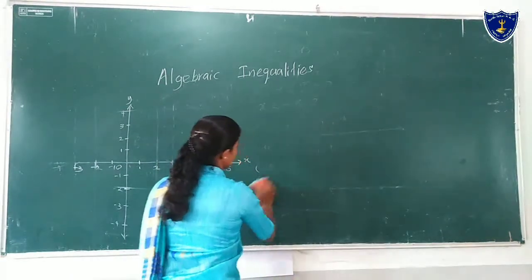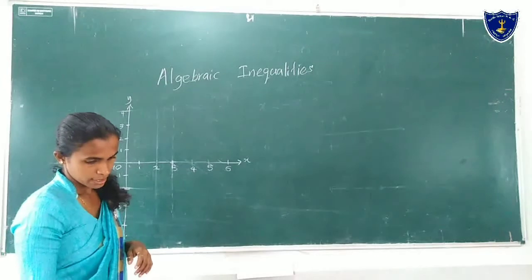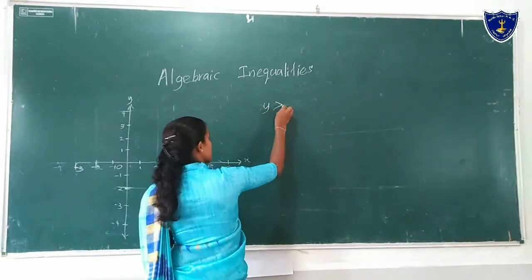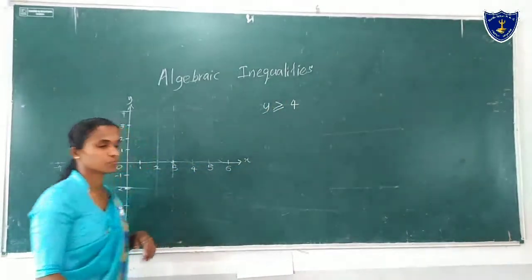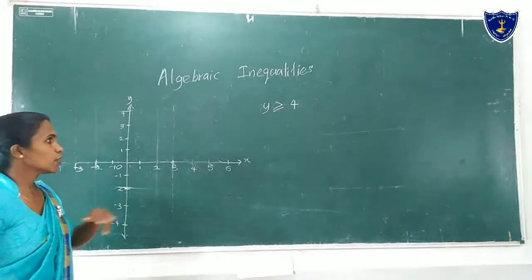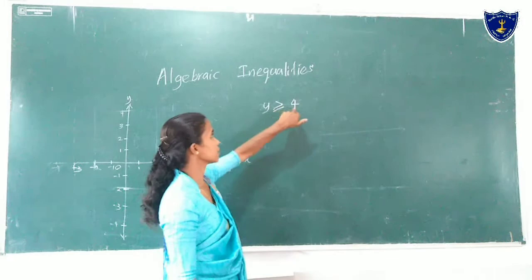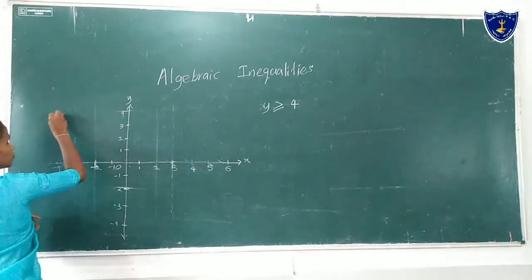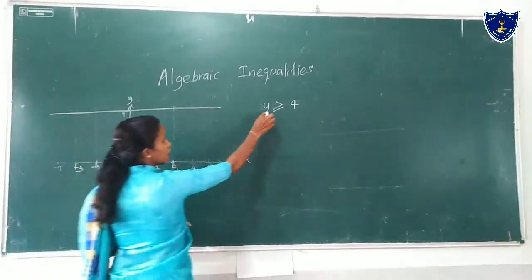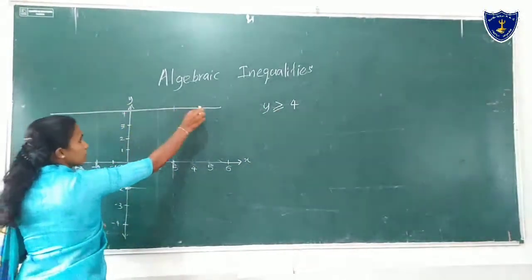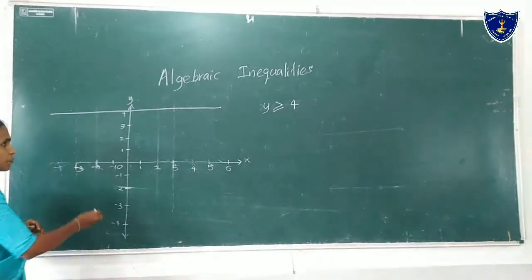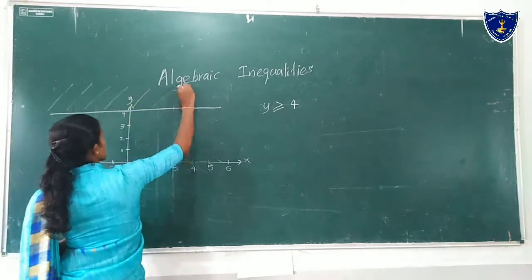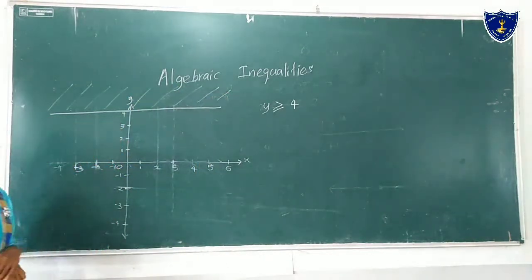Next example. Now let's see the regions which are parallel to the x-axis. Y greater than or equal to positive 4. First, let's identify what is the line y equals 4. It is the line which is parallel to the x-axis through the point y equals 4. Here y equals 4, so I draw a straight line segment. Now, greater than 4, you have to mark this region greater than 4.